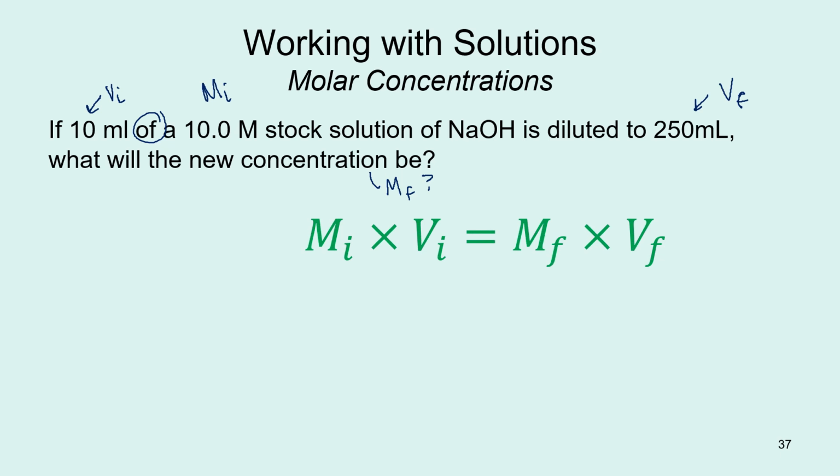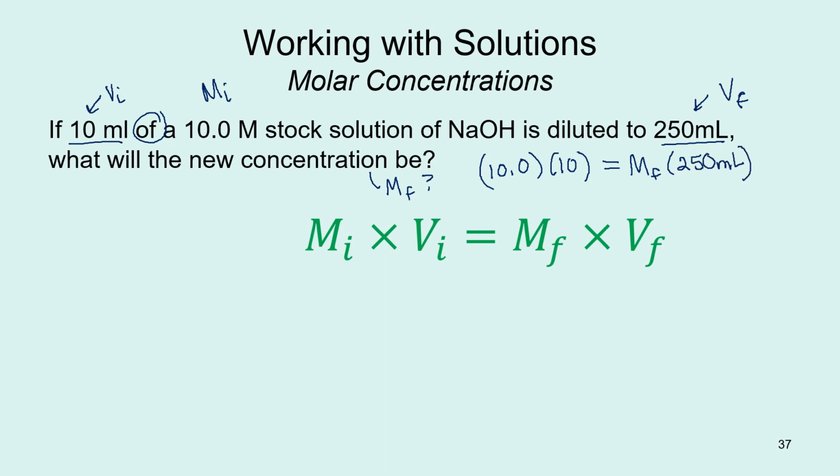So again, I've got MiVi equals MfVf. I'm going to go ahead and plug it in. I think I did it the other way. I resolved it, but let's go ahead and do it before we do the PowerPoint. And again, I can change that to liters, but since they're both milliliters already, I'm just going to leave it in milliliters. So my initial molarity is 10. My initial volume is 10. My final concentration, I don't know, that's what I'm looking for, and my final volume is 250.